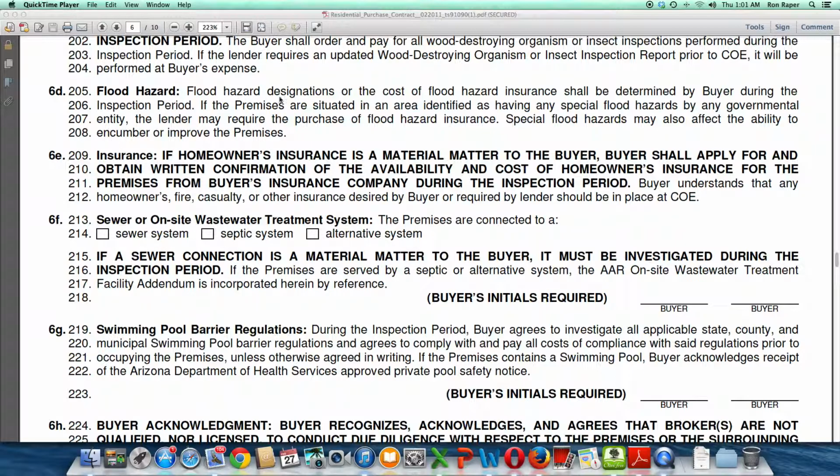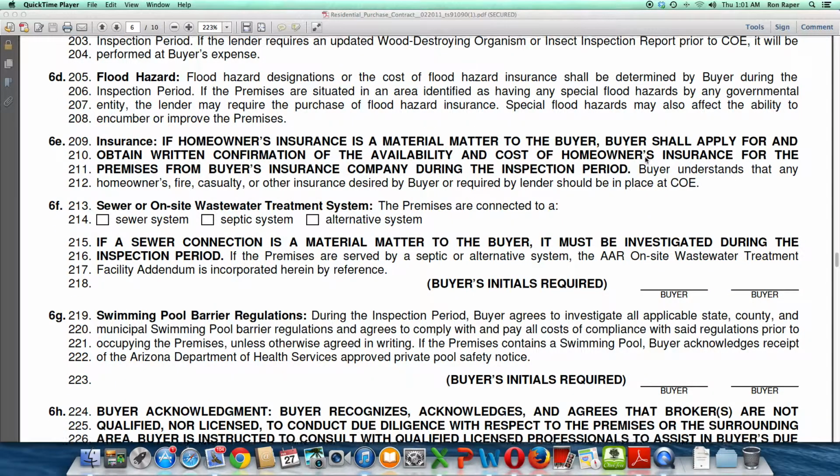Flood hazard. Flood hazard designations or the cost of flood hazard insurance shall be determined by buyer during the inspection period. If the premises are situated in an area identified as having any special flood hazards by any governmental entity, the lender may require the purchase of flood hazard insurance. Special flood hazards may also affect the ability to encumber or improve the premises.